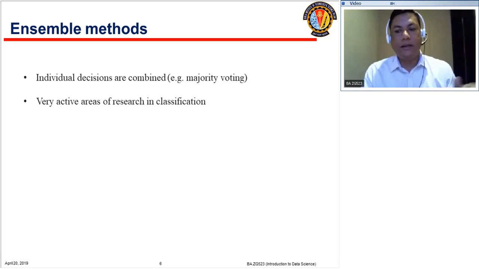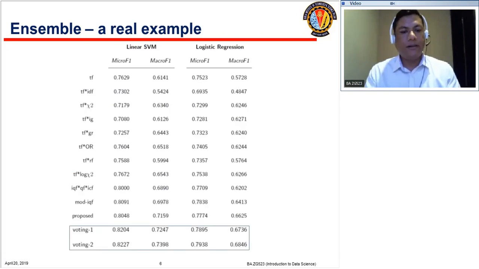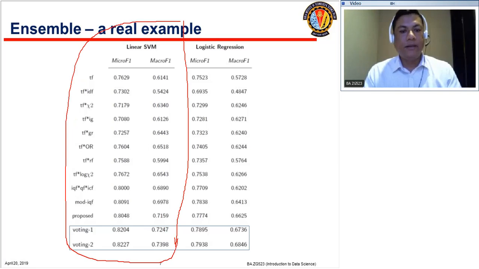Okay, a real example, I'll just give you one example from my research. Here we have different term weighting methods, just like TF-IDF or term counting, there are various methods. Let's just look at the linear SVM, because that is the best scorer here. There are two classifiers that we are using, logistic regression and linear SVM.